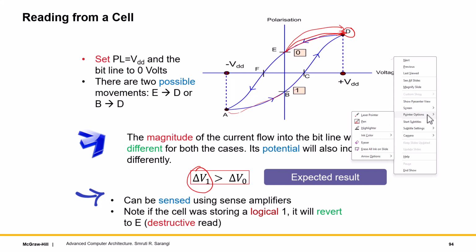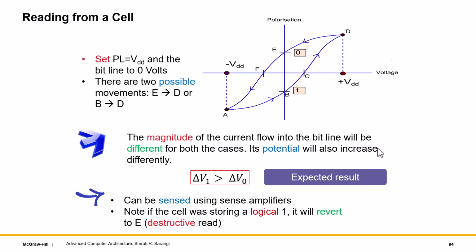But the important point is that if, let's say, I move to VDD, I have two paths, BD and ED, where one path will clearly consume more current, which would lead to a higher potential increase on the bit line in absolute terms. So delta V1 will be larger than delta V0, which we can clearly see from the diagram also. This can be sensed using the sense amplifiers.